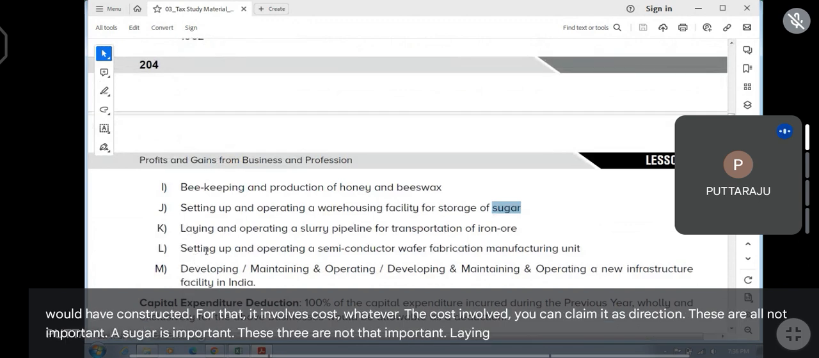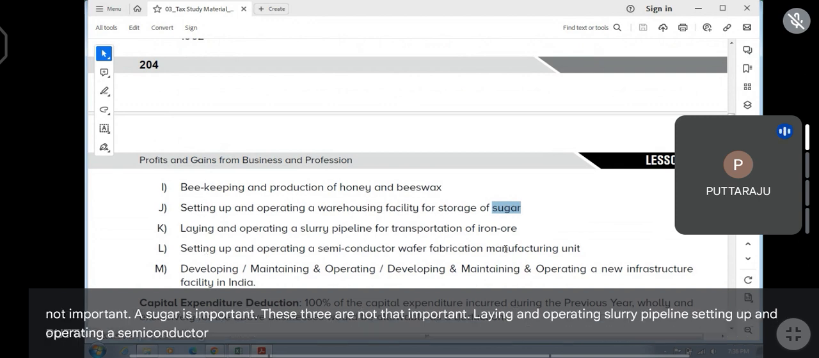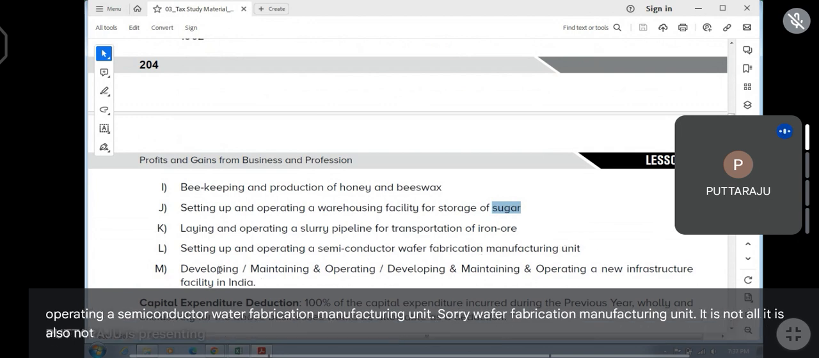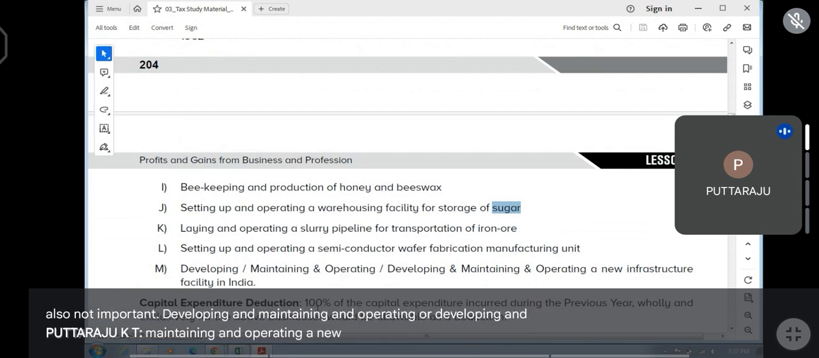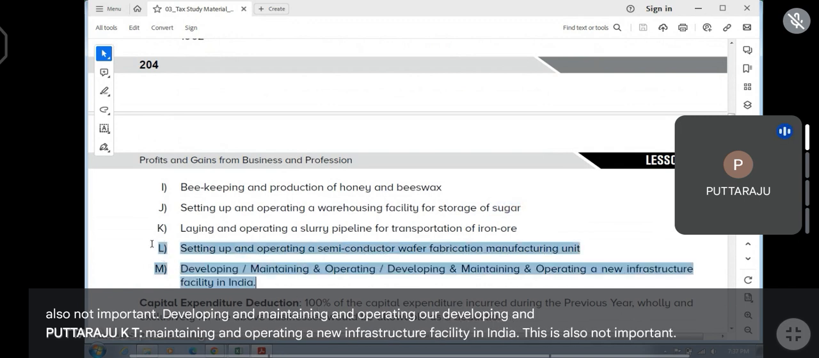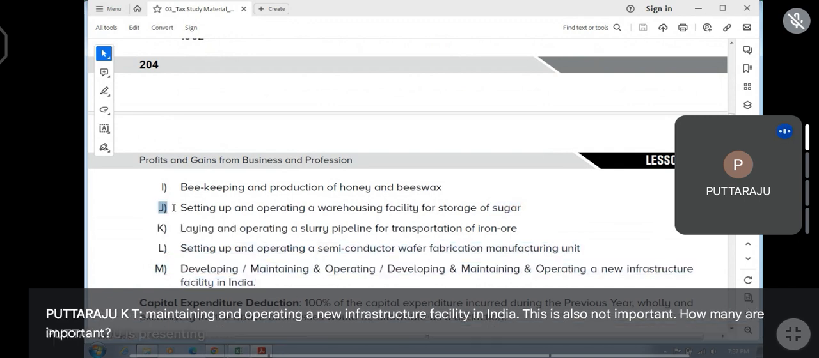Laying and operating slurry pipeline, setting up and operating a semiconductor wafer fabrication manufacturing unit. It is also not important. Developing and maintaining and operating a new infrastructure facility in India. This is also not important. How many are important?